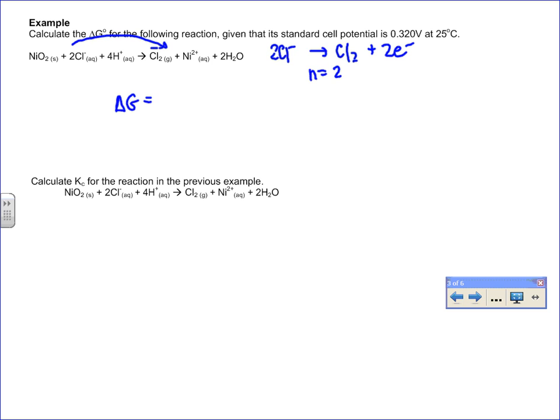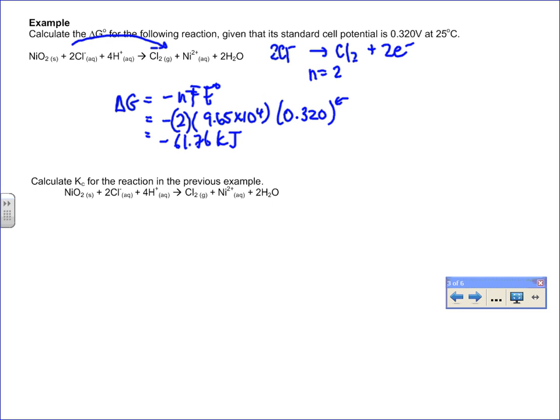So my Gibbs free energy being negative nFE naught, I've got 2. Faraday's constant is 9.65 times 10 to the 4. My voltage is 0.320. And this actually comes out in joules because this is joules per coulomb. So I can divide by 1,000 to get the kilojoules. And as expected, for a reaction where the cell potential is positive, it's spontaneous, so our Gibbs free energy is negative.